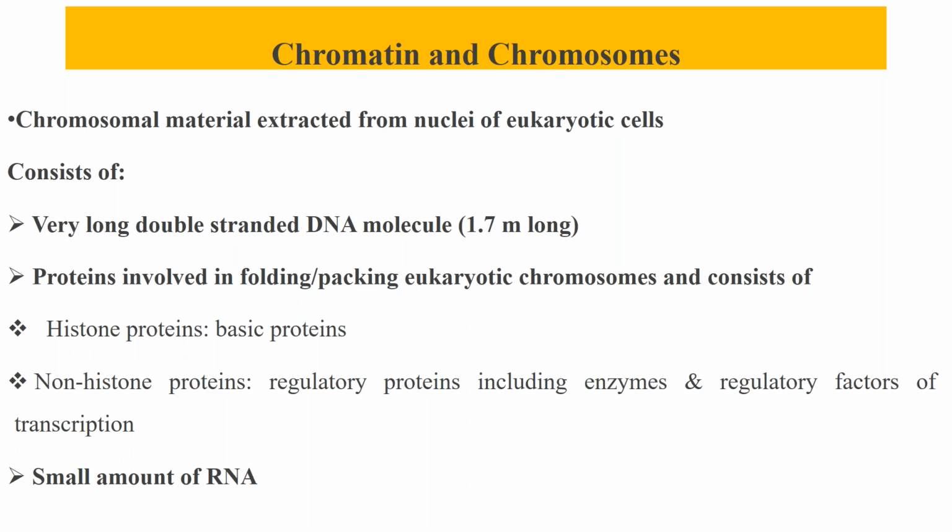Because what DNA has to do next is transcription, that is, making RNA, or replication, that is, replicating itself. So the enzymes for this are always present with the DNA. So these are the enzymes which are non-histone proteins. These are regulatory proteins, the regulatory factors of transcription. Okay. And histone proteins are needed for packaging, to maintain the package structure form. Also some amount of RNA is present in the chromatin.